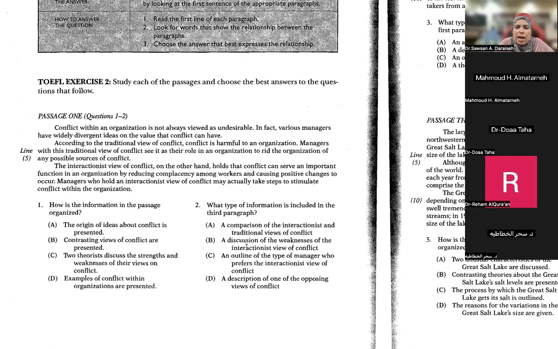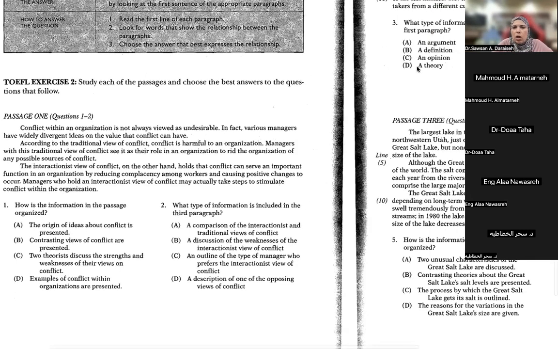Good. Positive change. A discussion of the weaknesses of the interactionist view of conflict. Are we talking about their weaknesses? No. An outline of the type of manager? No. A description of one of the opposing views of conflict. Yes, one of the views, because there are two views, a positive one and a negative one. Here, one of the opposing views, because they are really not the same. Yes, positive views. Guys, you have to go over this by yourself, okay?